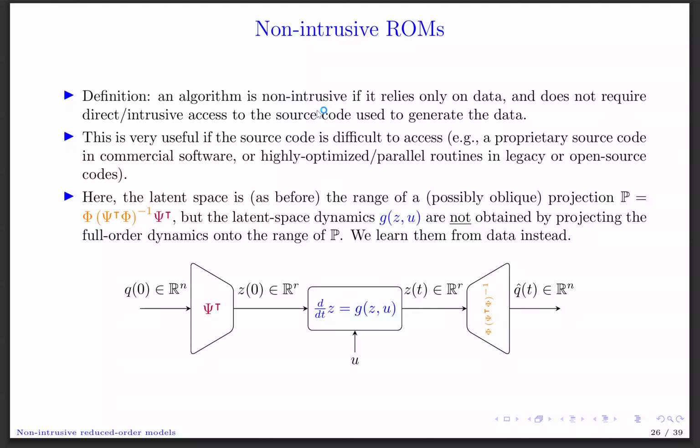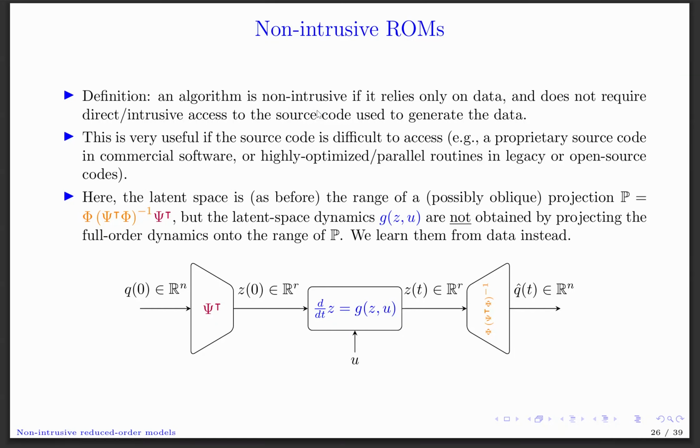Okay, so what do we do? Now the name of the game is, purely from data, so from high-fidelity trajectories, how do we back out the components of the ROM? If you had a Petrov-Galerkin model, then G here would be obtained by Petrov-Galerkin projecting the dynamics. Here, if we only have access to data, then on top of learning the encoder and the decoder, we also have to learn the latent-space dynamics, again, purely from data, not relying on the underlying governing equations.